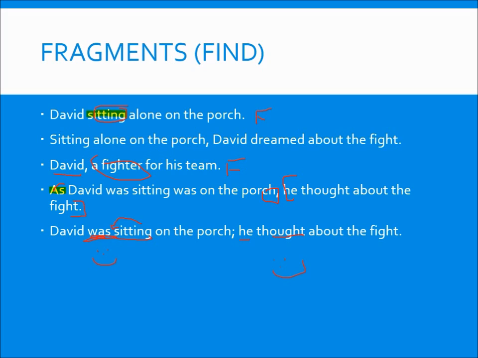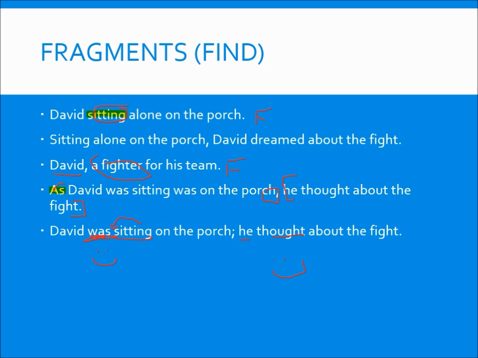Well, let's see. Is this a fragment? David was sitting. We do have ing, but look what's in front. This sentence is correct now because we have a linking verb. So this is good. Give that a smiley face. And then he thought about the fight. We have the subject he, and what did he do? He thought. So yes, this is a complete sentence.